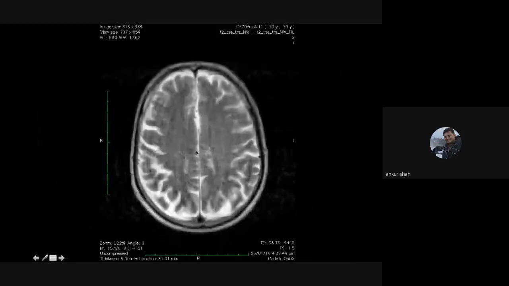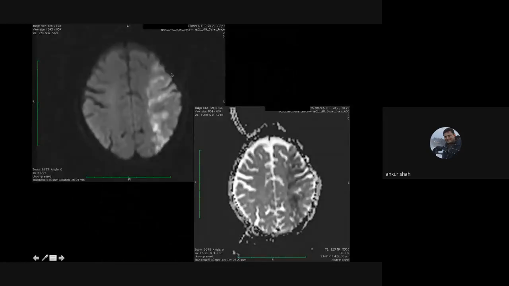Even the routine MR images, like this T2 weighted image, look normal. There is no infarct seen on T2 weighted. But if you look at diffusion weighted, you can appreciate that these are the areas of infarct. So this is a hyperacute infarct, which has probably occurred maybe just about an hour or 2 hours before.